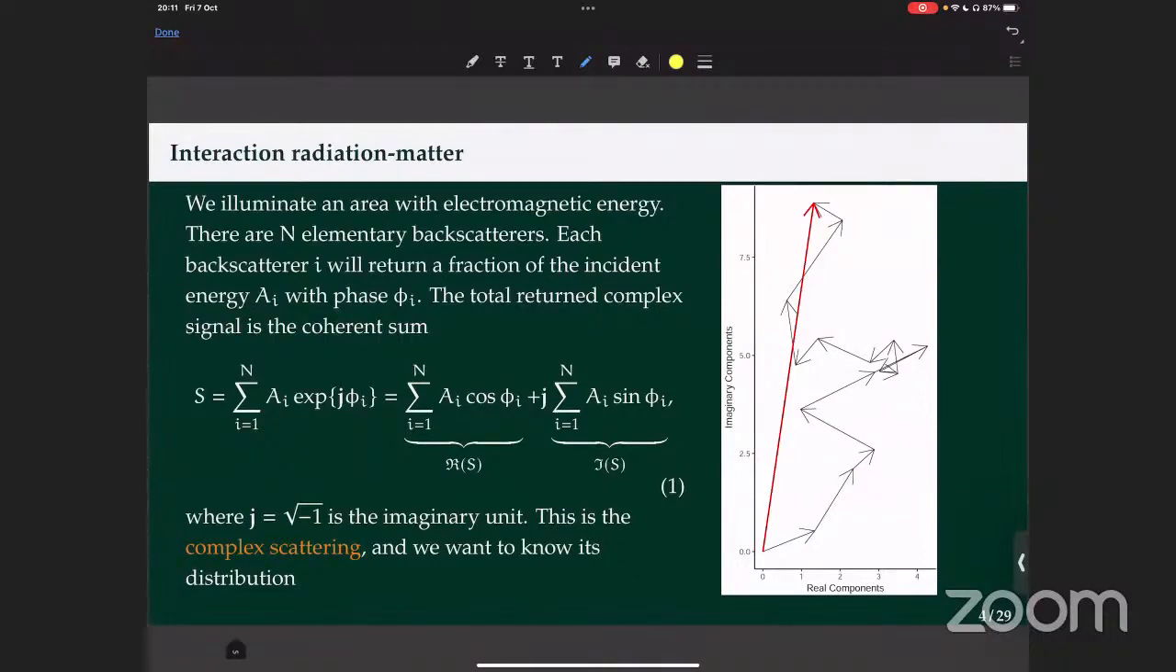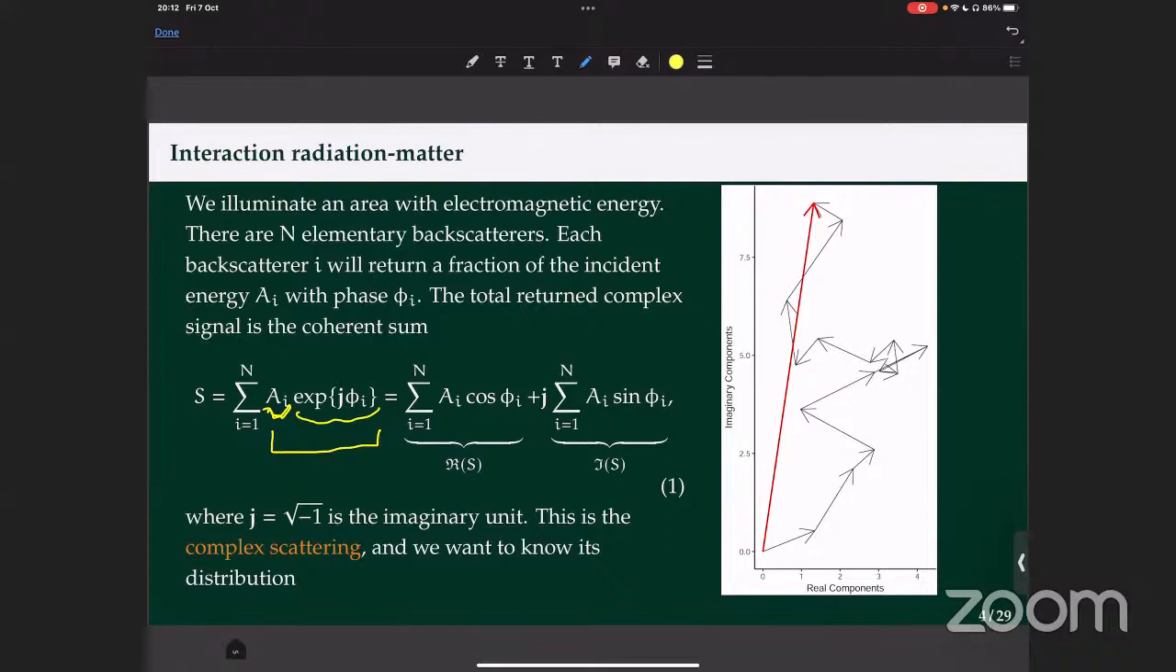When the energy hits the target, because of its wavelength, it will interact with elements which are of size of the order of the wavelength or less. We're talking about centimeters. So each of the elements that are able to interact with the electromagnetic energy will return to the sensor a portion of the received energy and will delay the energy by a certain phase. So each elementary backscatterer is represented by i. Each elementary backscatterer will return to the sensor a complex number that has an amplitude and a phase.